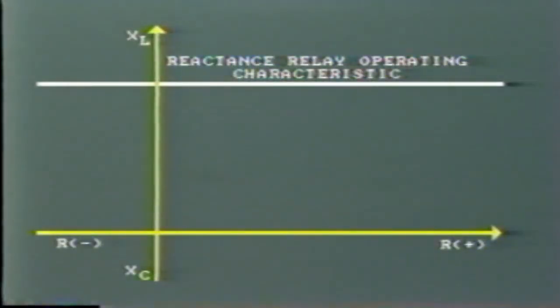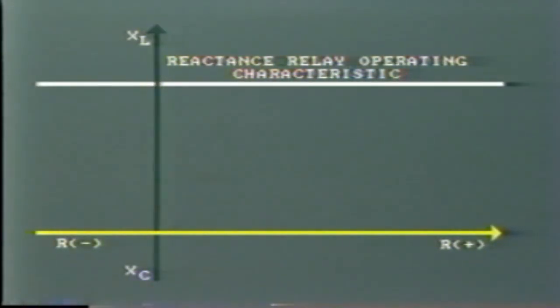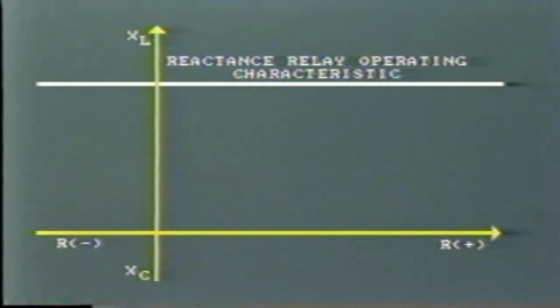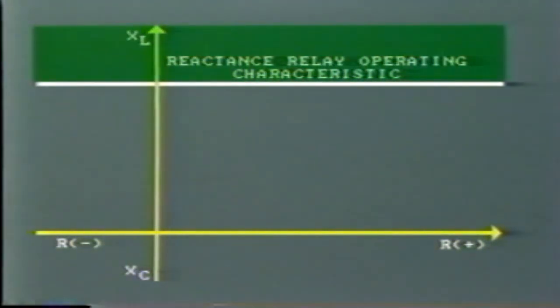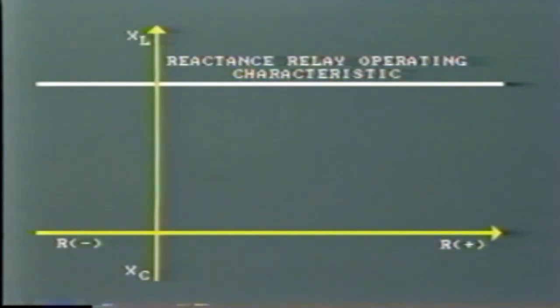A common method of getting around this problem is to install relays which measure reactance only. The operating characteristic is shown by this horizontal line. Reactance is measured on the vertical. During normal operation, the total reactance of the load and the transmission line will be above the operating set point. This will be 90% of 86.6 ohms or 78 ohms in our example.